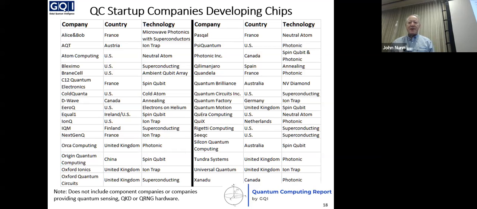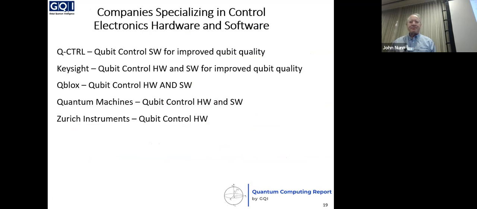There are lots of startups. I was mentioning earlier, we track over 200 startups. This is an example of the startup companies developing chips and the technologies that they are using. And again, you can see the different technologies that people are using. No one knows yet which one of these is going to win. It's still too early, sort of like a horse race at the one-quarter mark. But it's interesting, and I have a lot of fun tracking it.